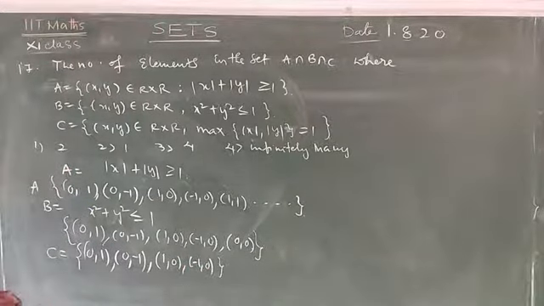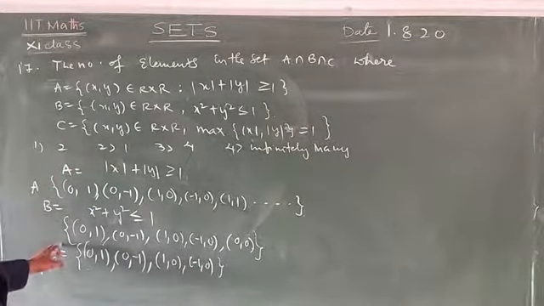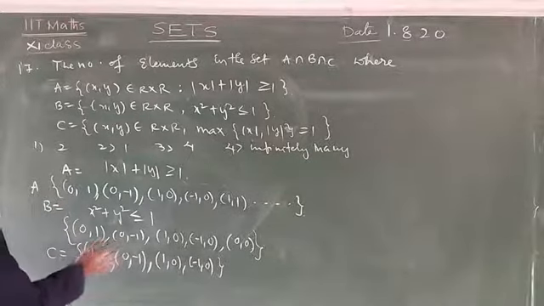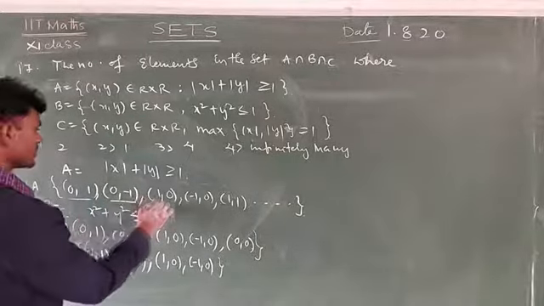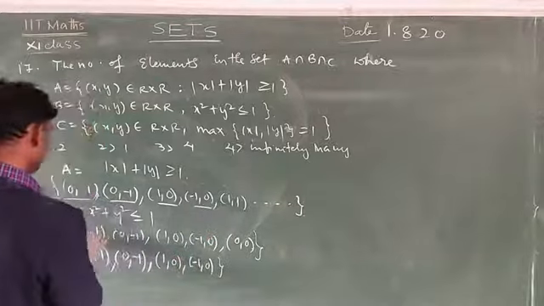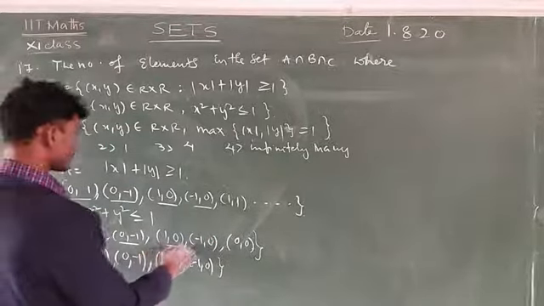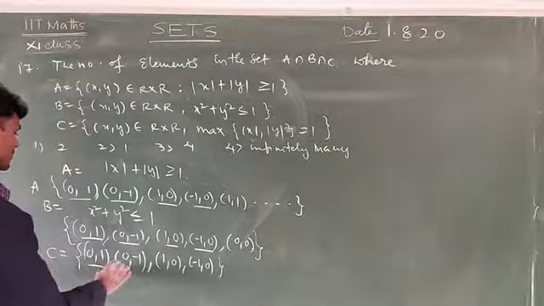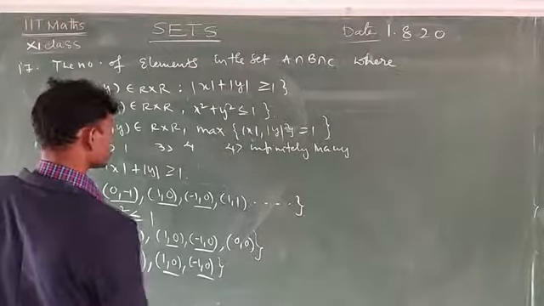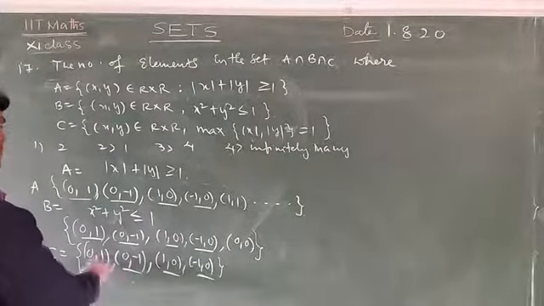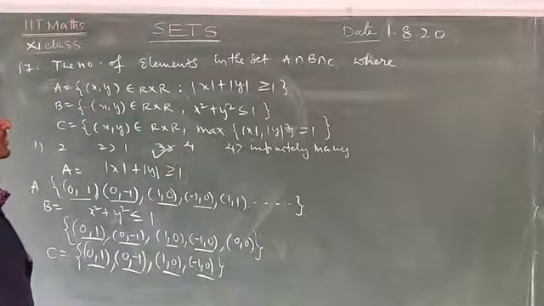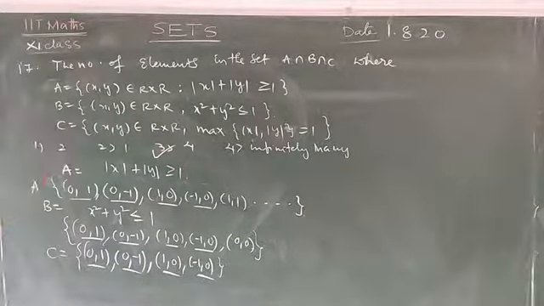Now see here, A intersection B intersection C means the common elements in all of them. Looking at 0, 1; 0, minus 1; 1, 0; minus 1, 0, these are common to all three sets. In total, how many points? Total 4 points are common. Okay, note it down.